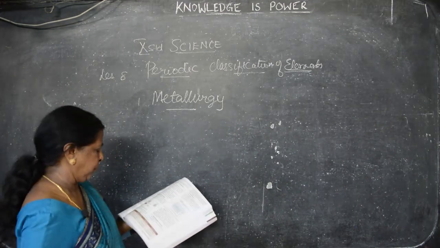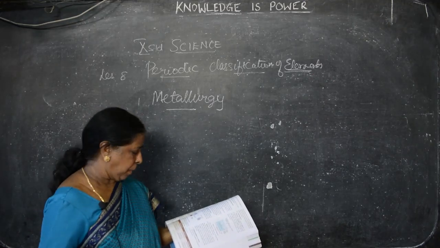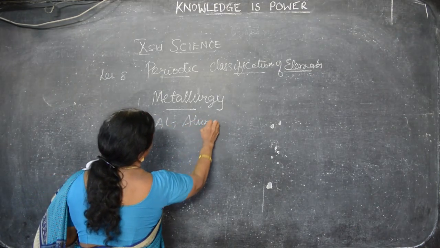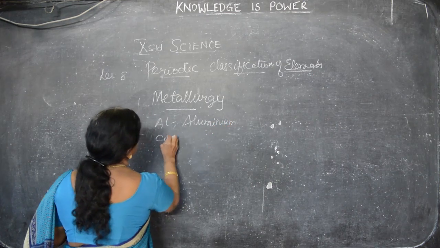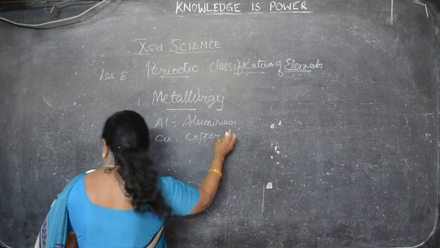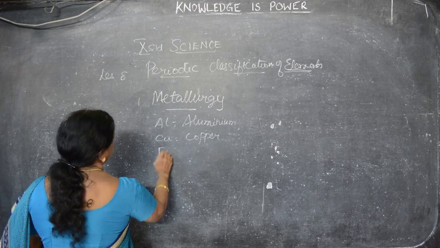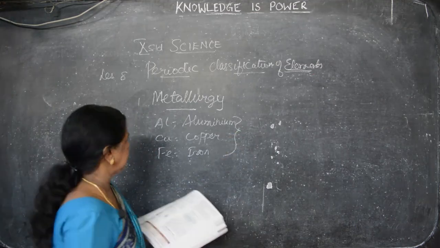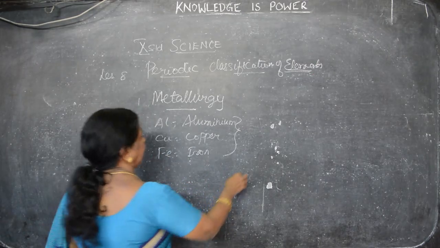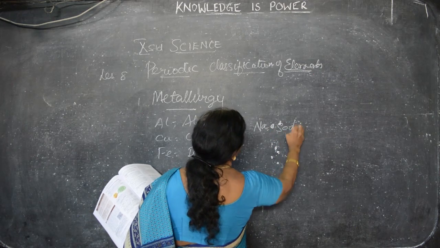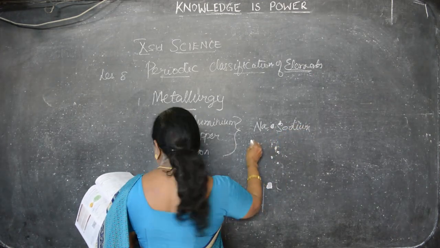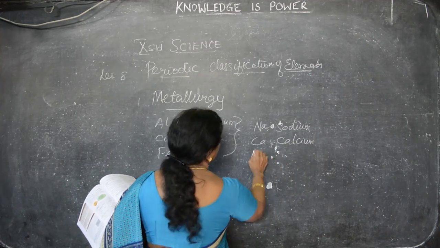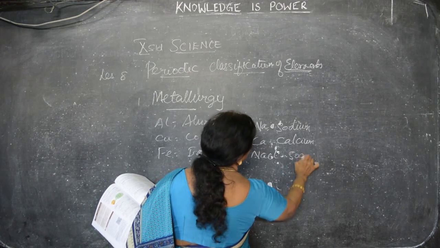So, what are the ores? Oxide ore first. What are the metals we can get from that? Aluminium, copper and iron. Al for aluminium. Cu, that is cuprum, copper. This is the Latin name. And hematite, Fe, this is iron. These are the oxide ores: aluminium oxide, cupric oxide and iron oxide. Then we have to go for the next type. That is cryolite, Na, what is it? Sodium. Plus calcium, Ca. And rock salt, sodium chloride, that is common salt.